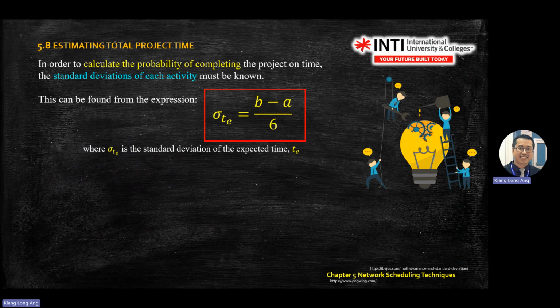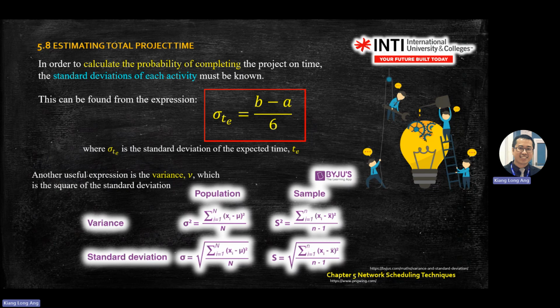Then this one is standard variation. Standard variation is the square root of what you find. Okay, so these are the formulas. Variance, in the previous example, we use variance, then we find standard variation.